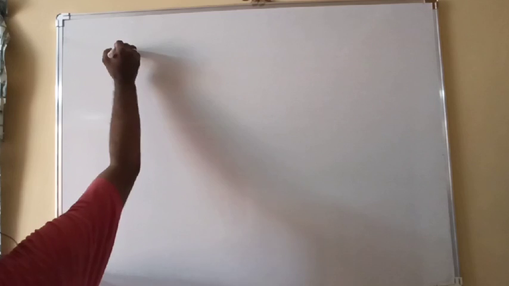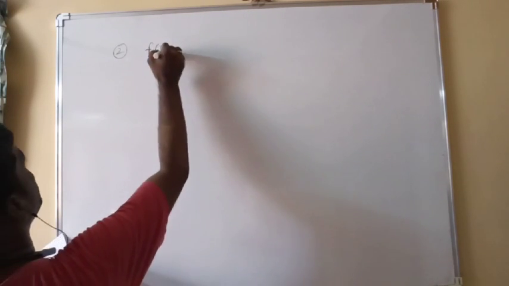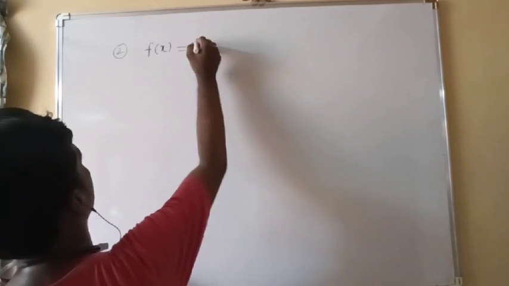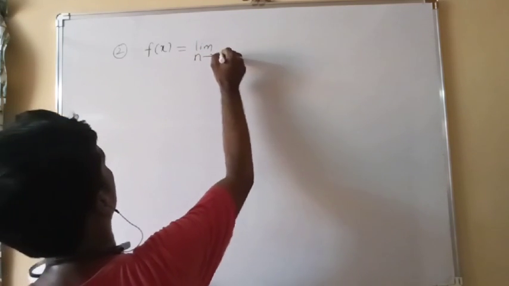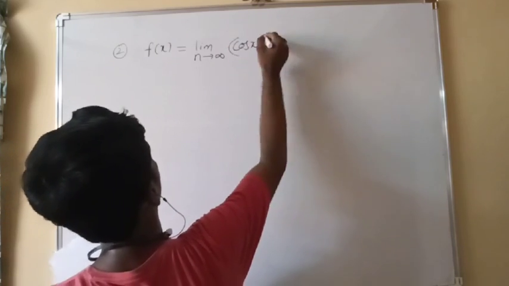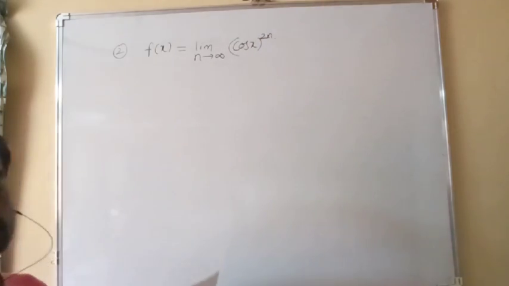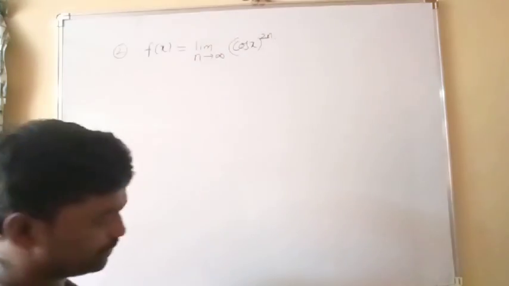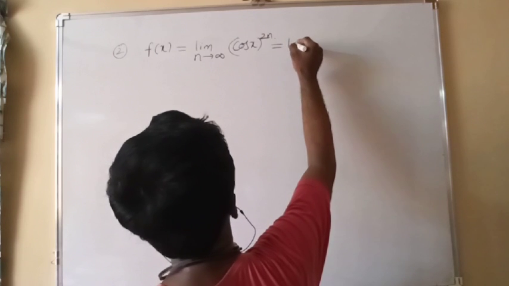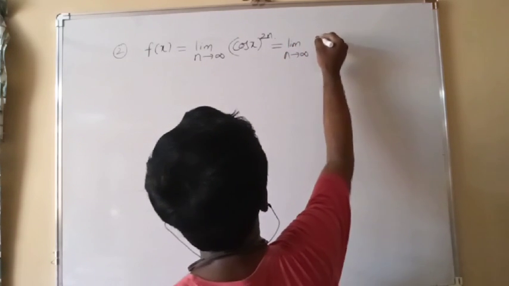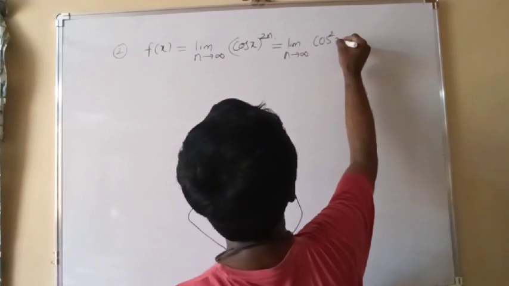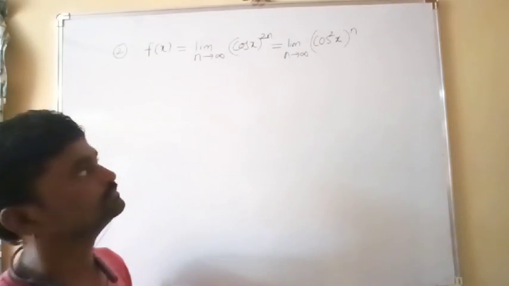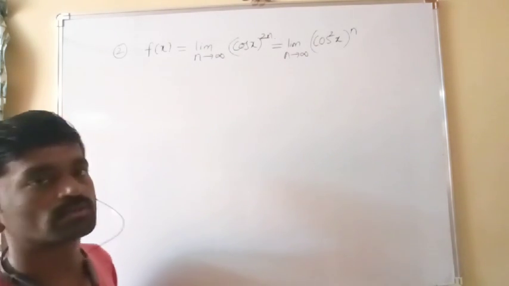Discuss the continuity of the function f of x equal to cos x whole power, limit as n tends to infinity, cos x whole power 2n. Discuss the continuity of this function. Now here, cos x whole power 2n, listen, we can write it like this also, no? Cos square x whole power n. Correct?